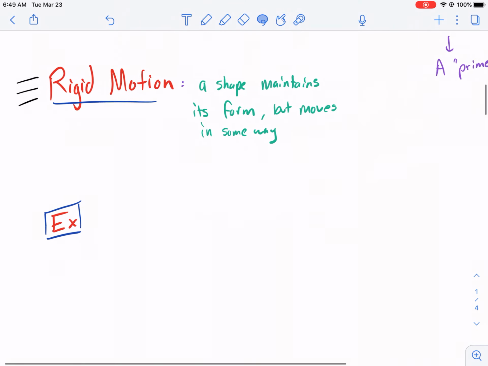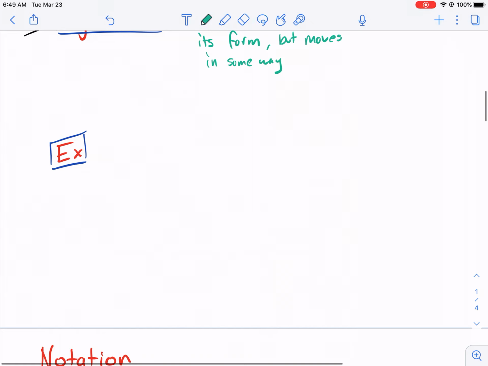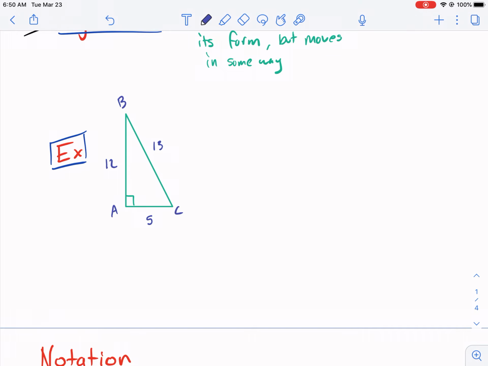So what's an example? Well, an example would be, let's make a right triangle. Let me try this again. Let's say we have a right triangle, and let's say this has sides of 12, and 5, and then 13. Okay, a 5, 12, 13 triangle. And we could call it ABC, just to be super creative.